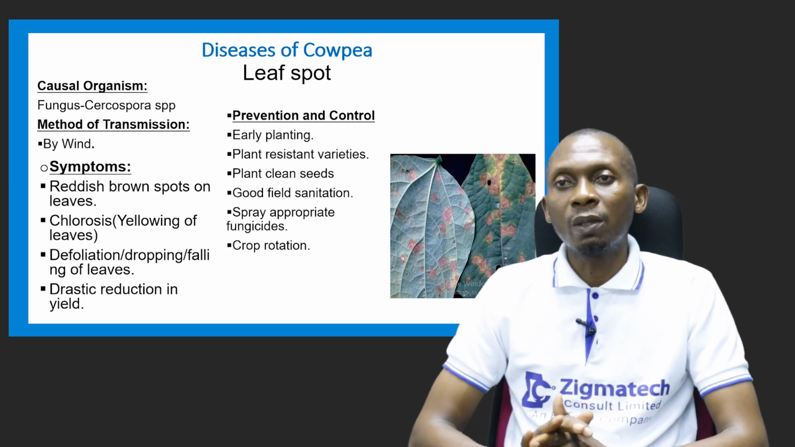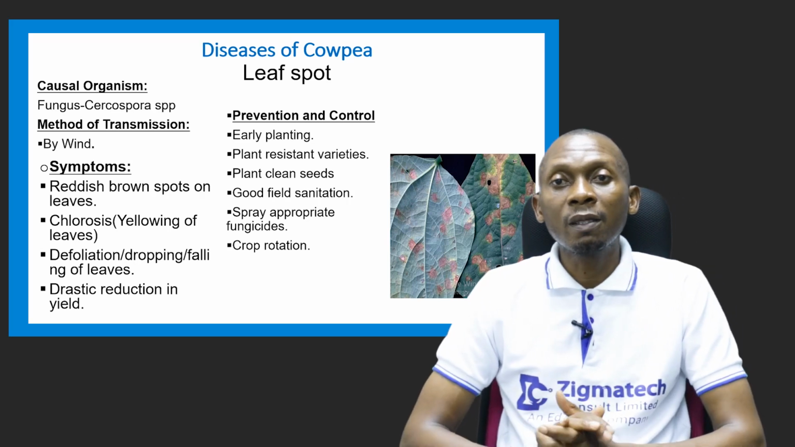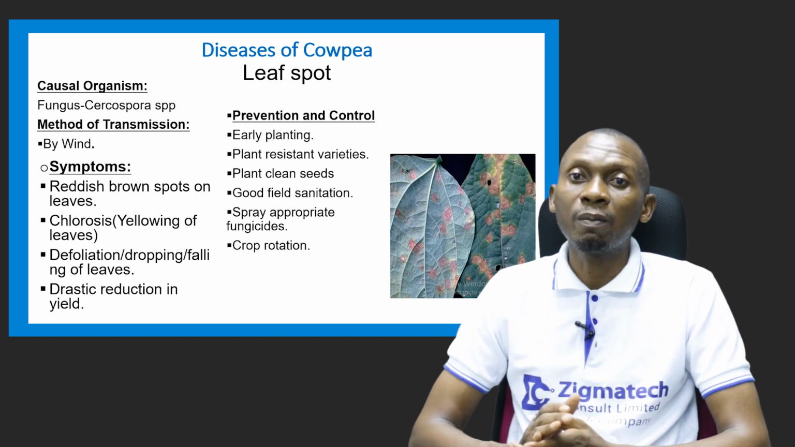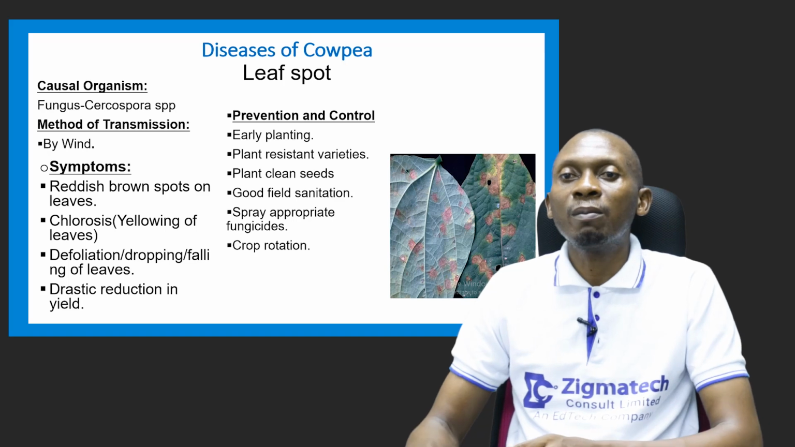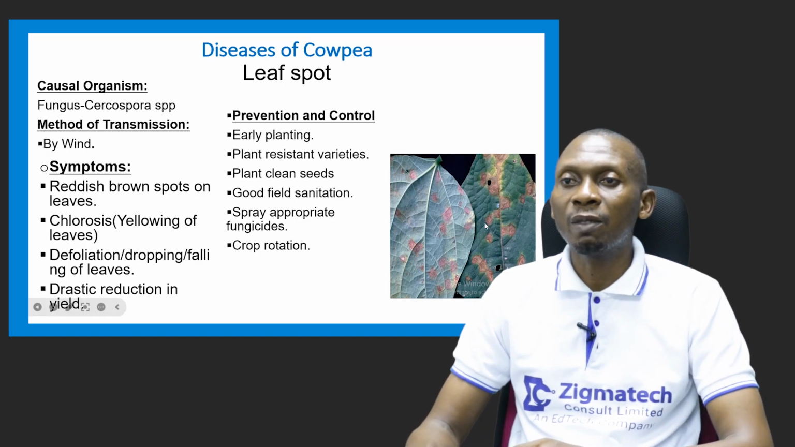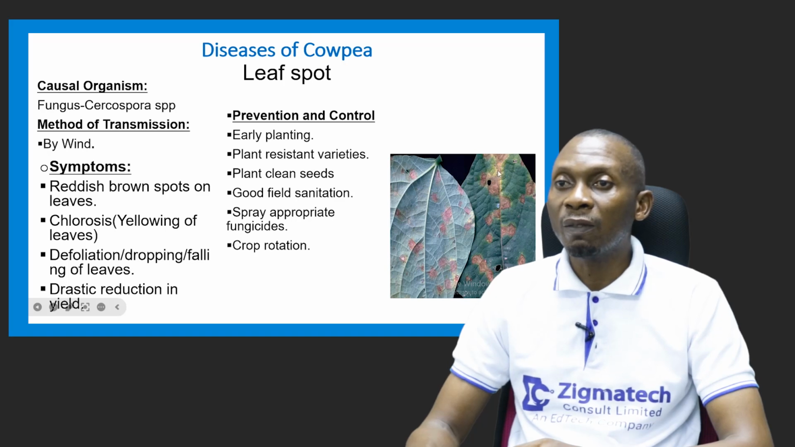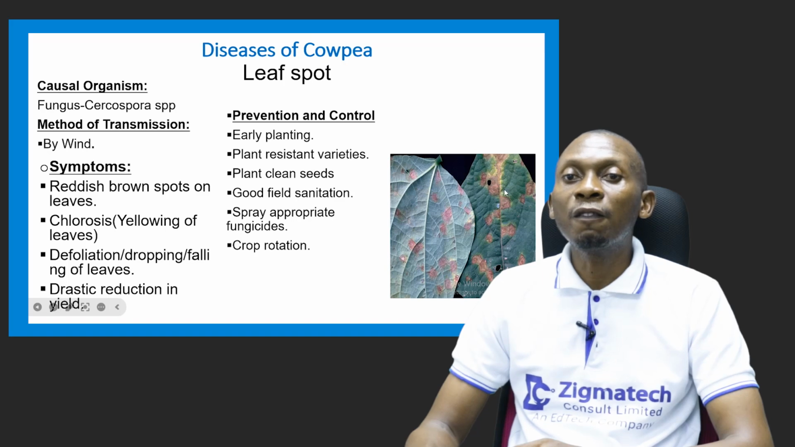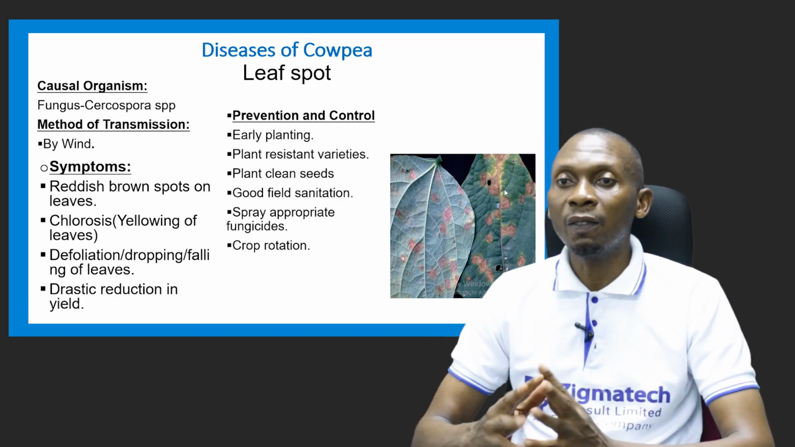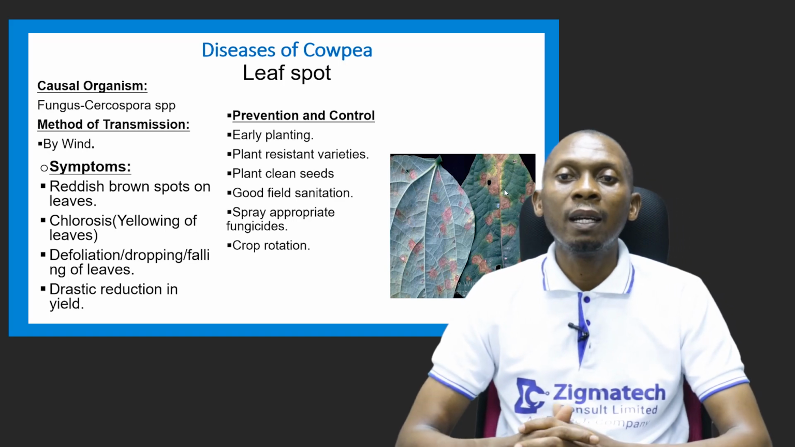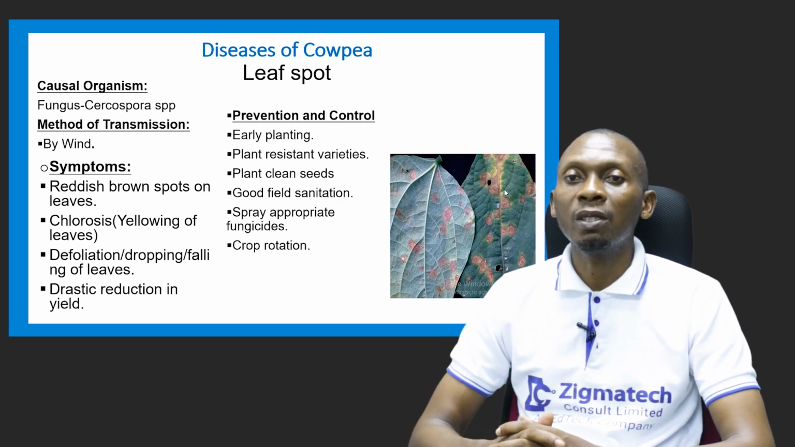Now we have leaf spot, which is caused by a fungus, Cercospora species, and is transmitted by wind. The symptoms here are reddish brown spots on the leaves. You can see the reddish brown spots on the leaves. There could also be chlorosis or yellowing of the leaves. If you look closely, you can see some yellowing of the leaves. There's defoliation, which is also known as dropping or falling of the leaves. The leaves tend to fall from the plant. Then there's also drastic reduction in the yield.